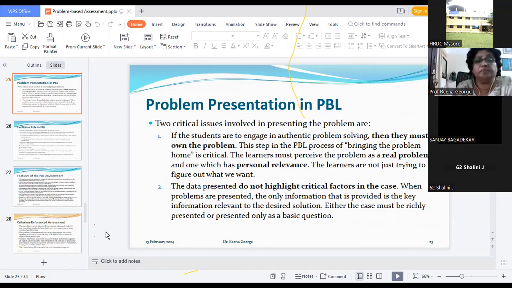So, if the data presented do not highlight the critical factors in the case, then the problem presentation will be ineffective. How you word that heading should present the critical factor that is there in the problem. That is why even for your PhD, the titling is very important. How you word the title is very important.